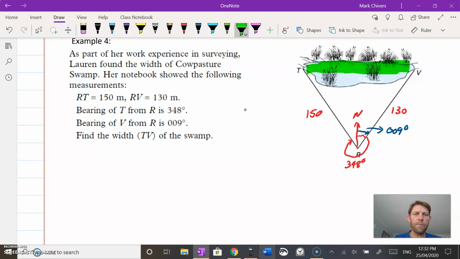If we think about this in terms of labelling, this is going to be our C, our angle C down here. That's going to be our A, that's going to be our B, and this is going to be our side C. So first we're going to have to work out what this angle is. Finding the angle, I'll call this.